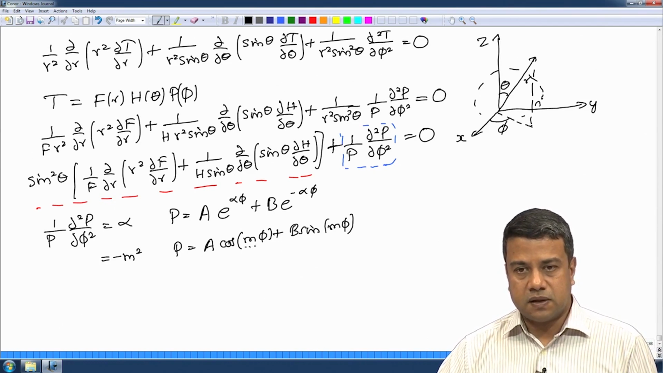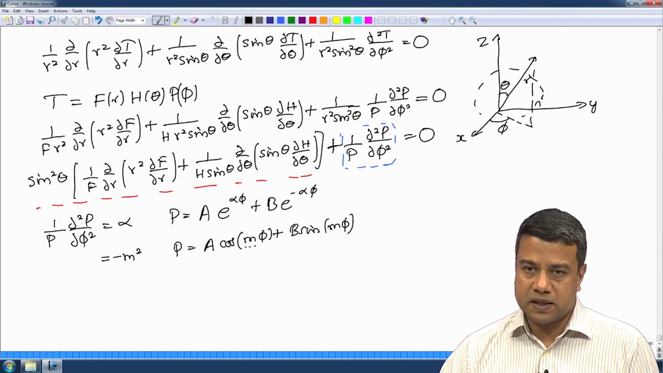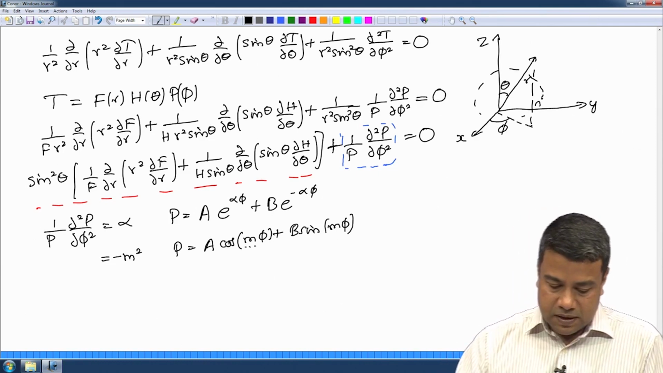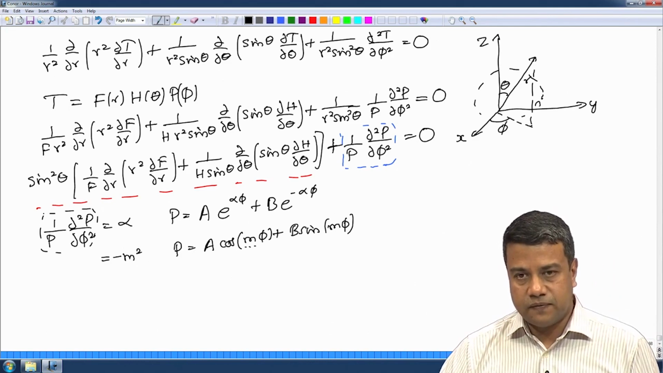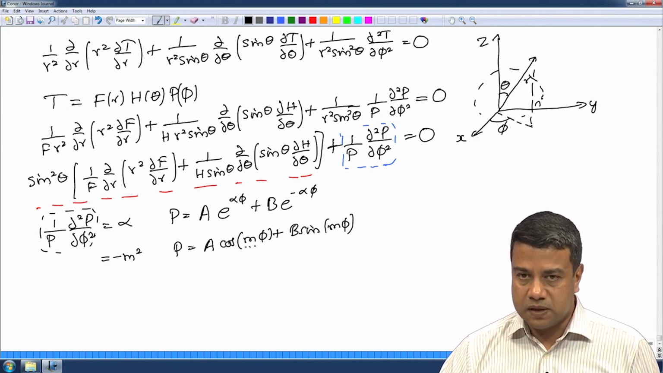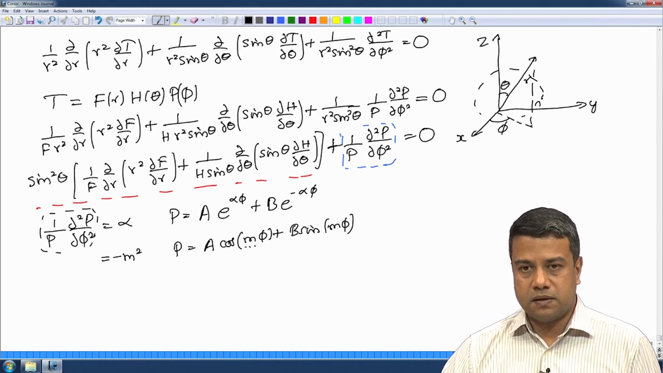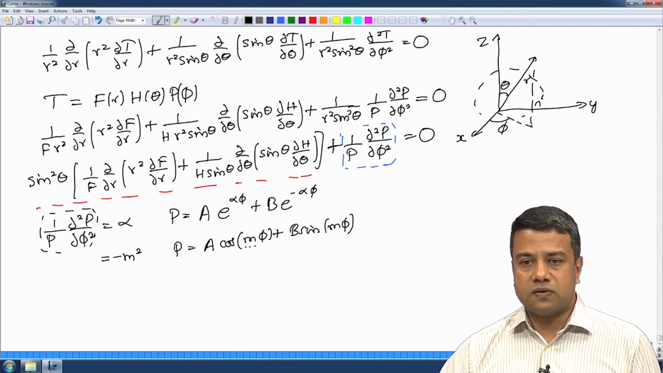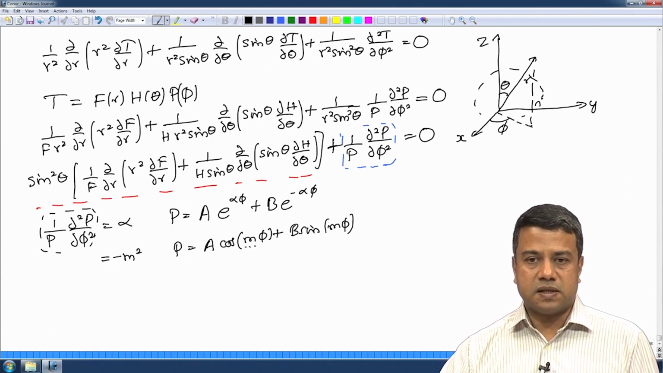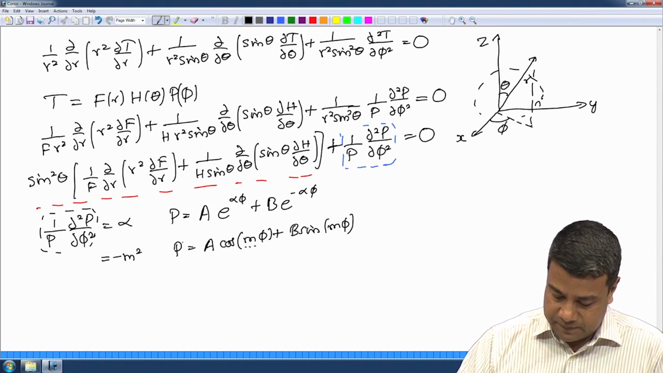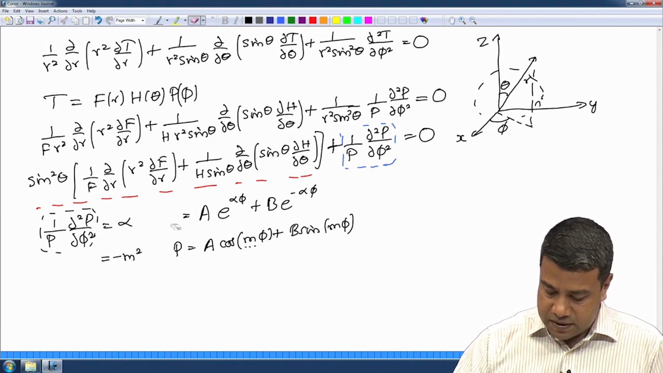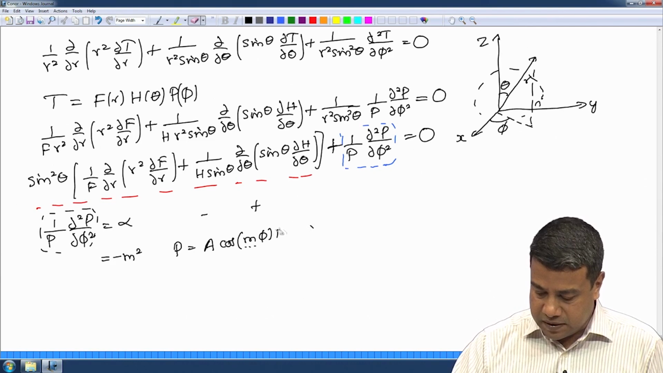So, the requirement that when you increment phi by 2 pi, you have to come to exactly the same physical location in space implies that 1 by p times d square p by d phi square has to be negative and it has to be minus m square, where m is an integer. Just the fact that there is no physical boundary, the coordinate boundaries at 0 and 2 pi have to be exactly the same, means that p has to have this form. So, this gives us the eigenfunction for phi.